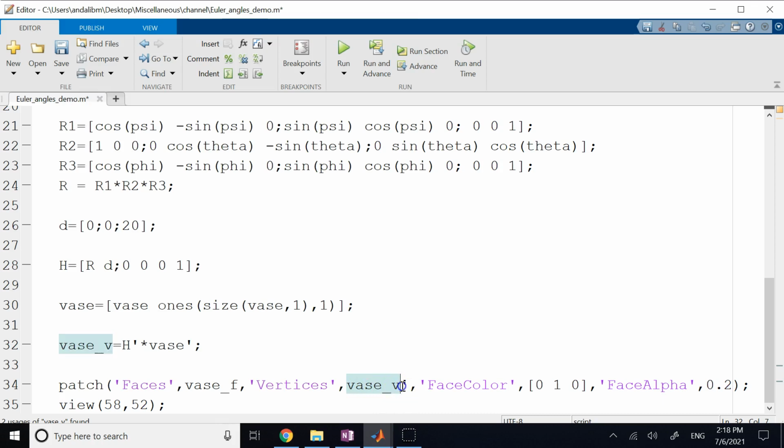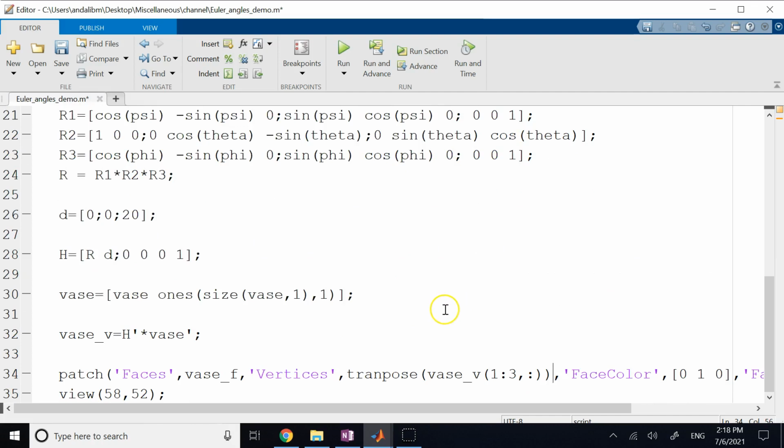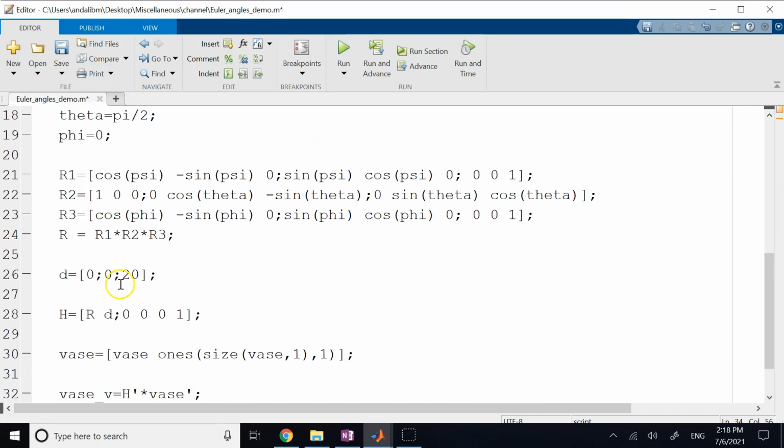Or we can get rid of the last row here, so just say rows 1 to 3, correct? And all columns. So this means get rid of the 1s, and then you have to transpose it to make sure the dimensions work. Okay, so now this one hopefully will do the 2 Euler rotations plus a 20 units upward displacement.